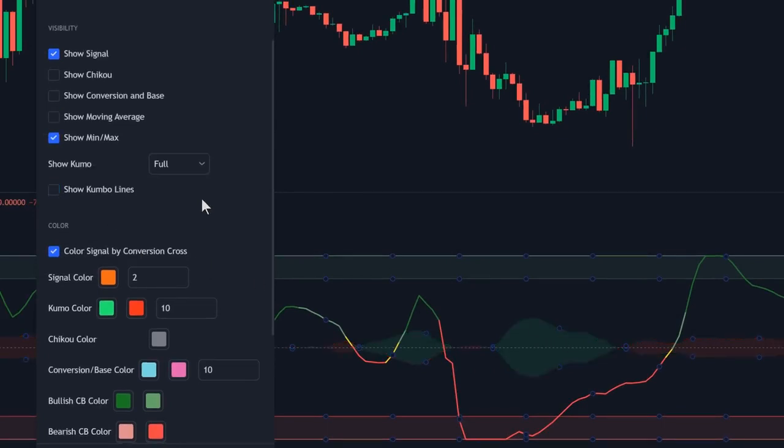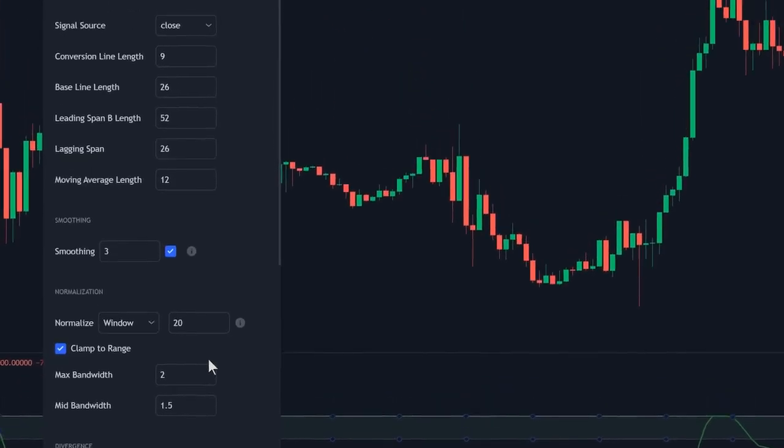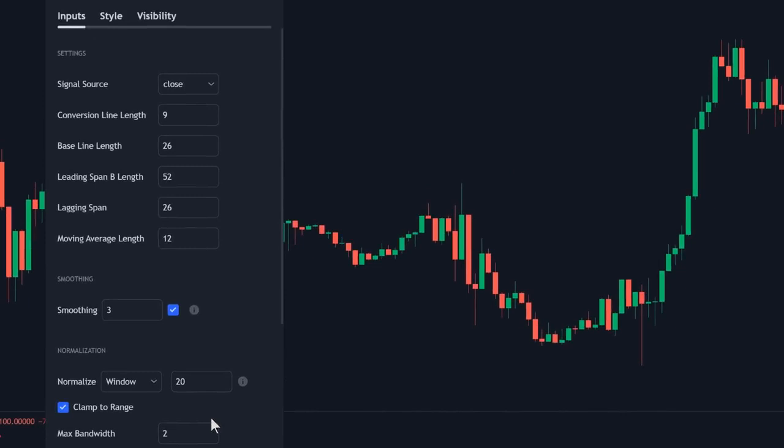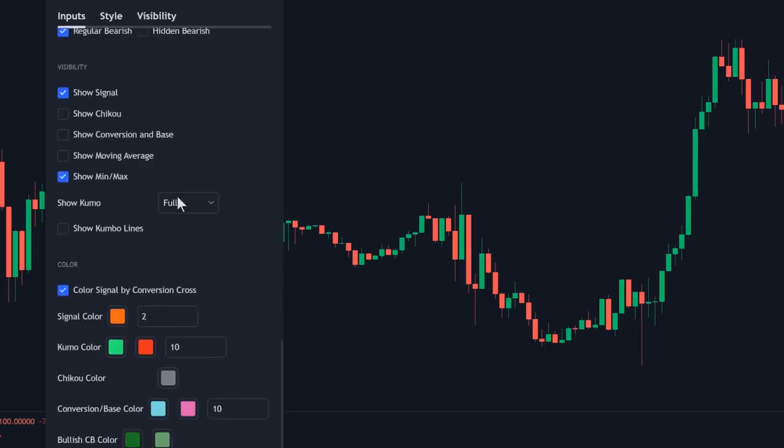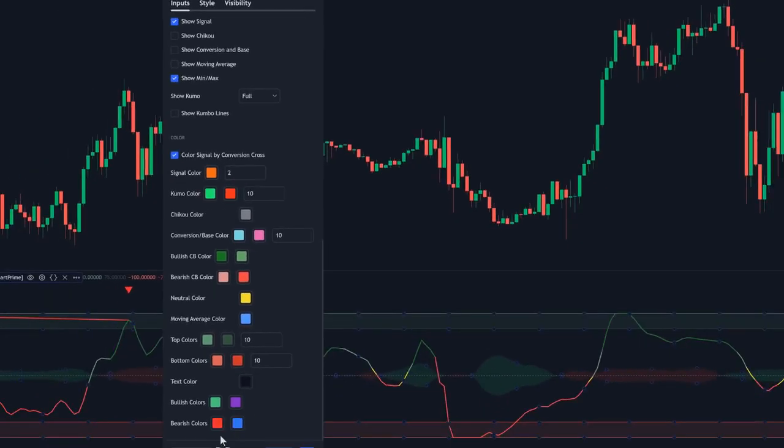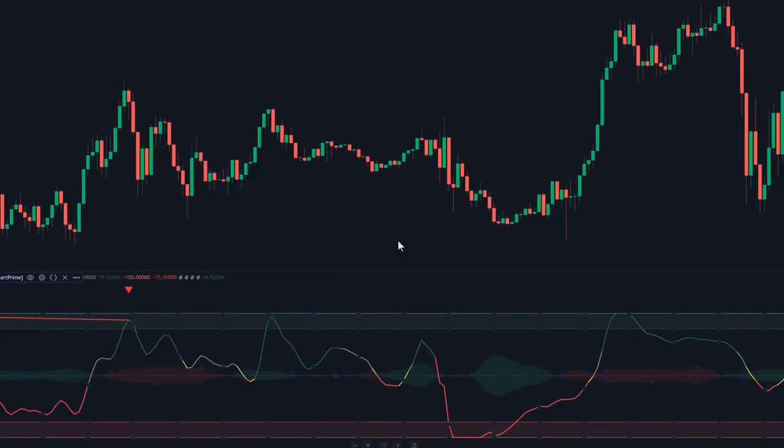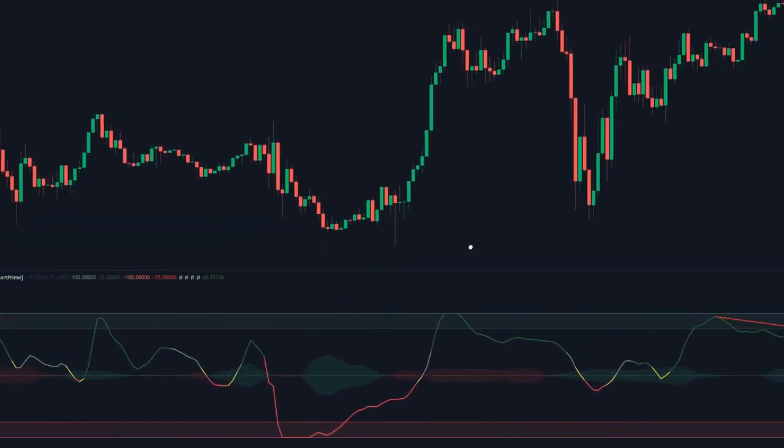And then scrolling through the input settings of this indicator, we can see that we have the ability to change the source, the length for all these options, as well as the colors of all these elements. For this video, we're going to use the default settings. Next, we're going to explore how we can use this indicator to trade.